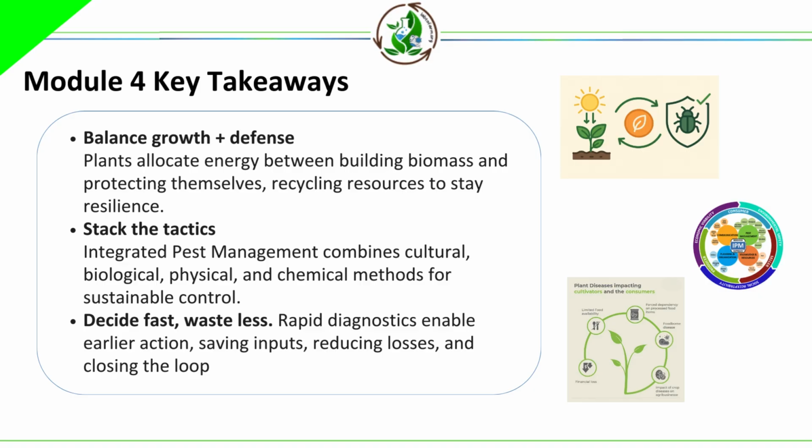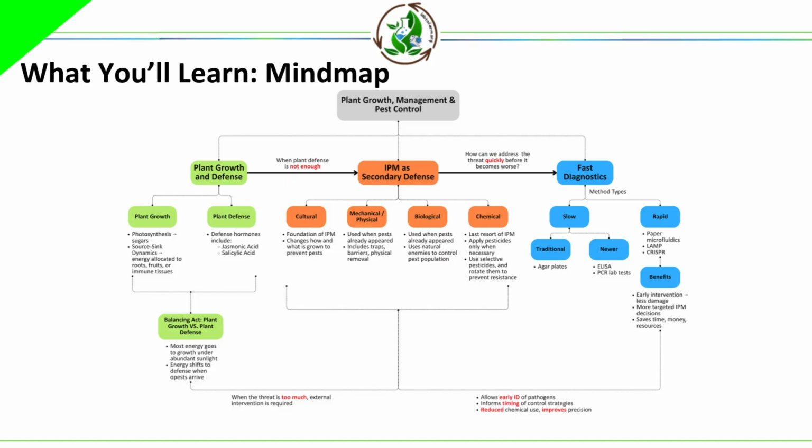Third, rapid diagnostic tools change how decisions are made. By giving farmers real-time information about what's happening in their fields, these tests speed up responses, reduce unnecessary pesticide use, and help avoid overreacting when there isn't actually a problem. Together, these three pieces, plant energy allocation, the IPM framework, and better diagnostics, add up to a more resilient and sustainable approach to agriculture.